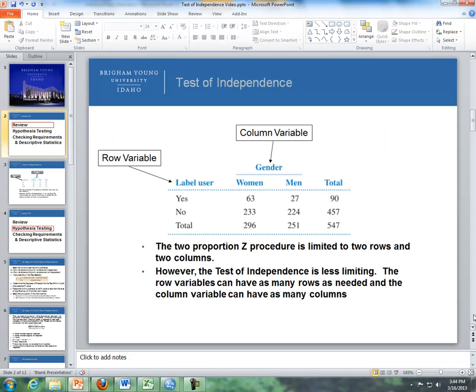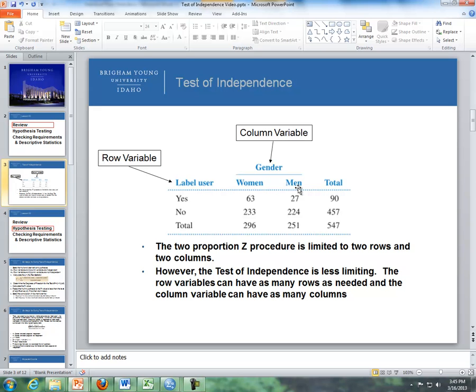Okay, so then the next slide is, here's an example of a row variable and a column variable. This is an analysis where we were comparing men and women to see whether or not they use labels when buying clothes. So the row variable is label user, whether or not they use it or don't, and then gender, women or men, would be your column variable. Now you can also use this data for a two proportion test. Okay, but I put this table up here on purpose because when you do a two proportion test, you're only limited to two row categories and two column categories.